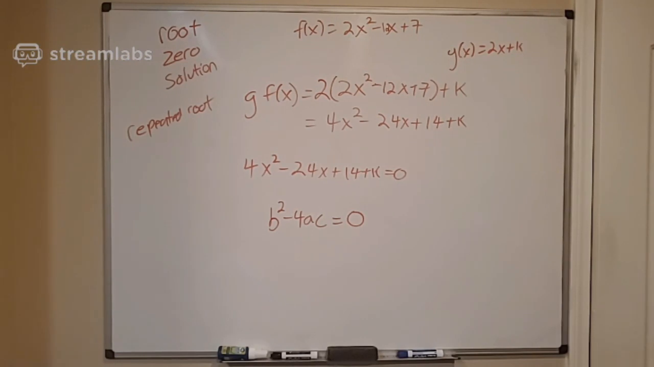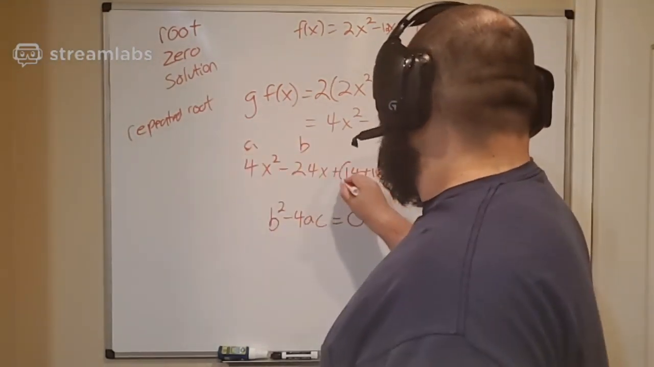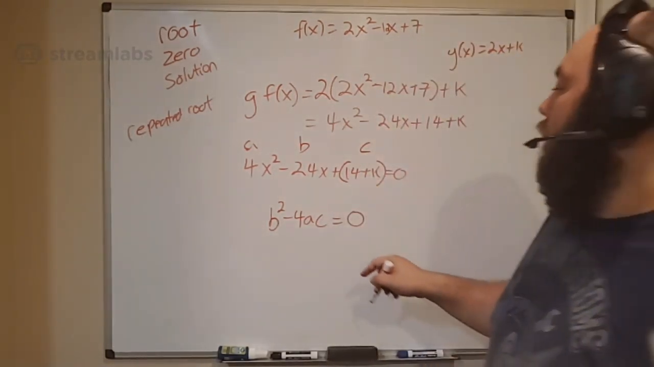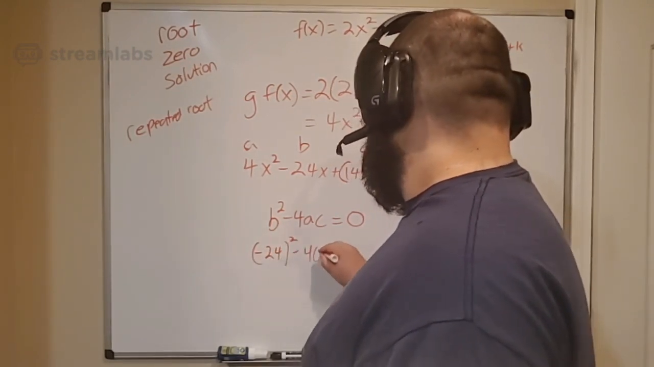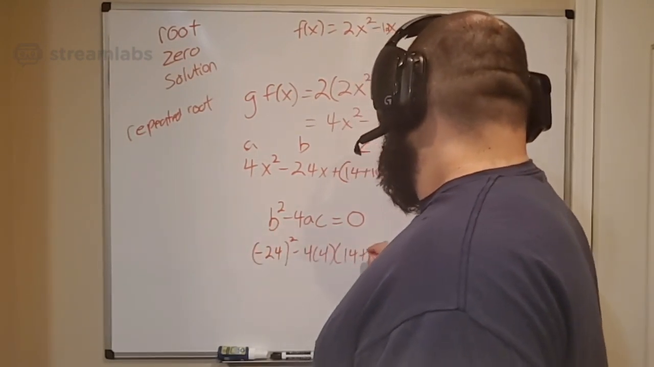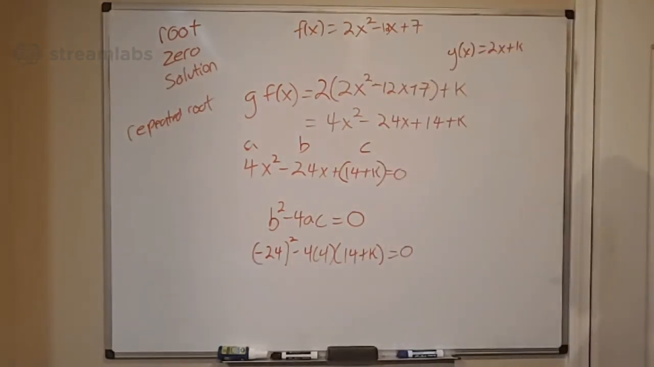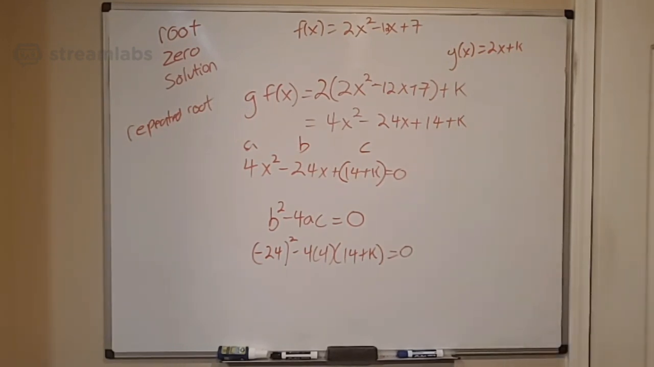So at that point, you just plug in everything. So A is that, B is that. You do need to be careful. C is the 14 plus k. So you get negative 24 squared minus 4 times 4 times 14 plus k equals 0. And that is a relatively straightforward equation to solve. Everybody should be able to do that. I don't know what 24 squared is, though. So, 576.